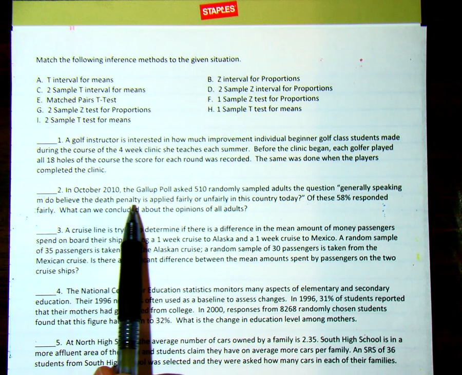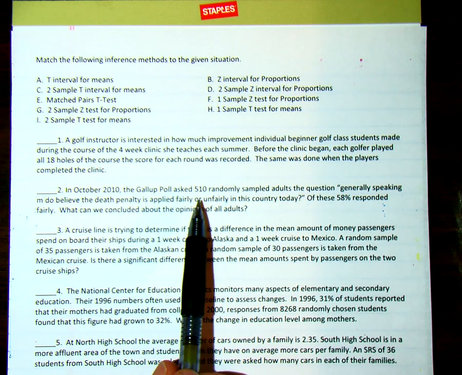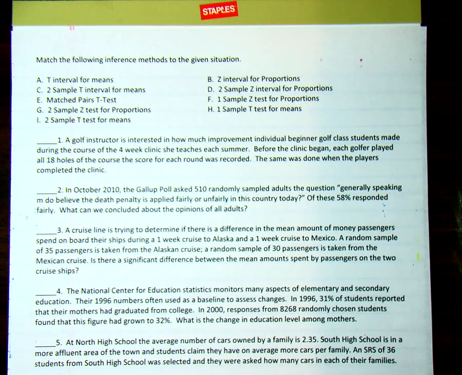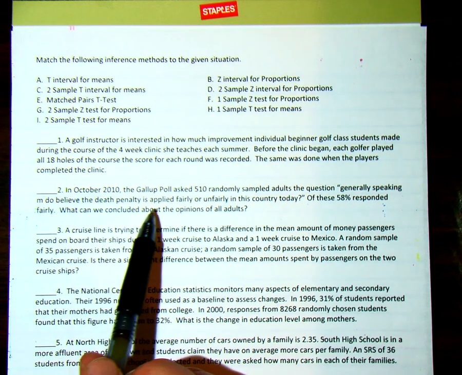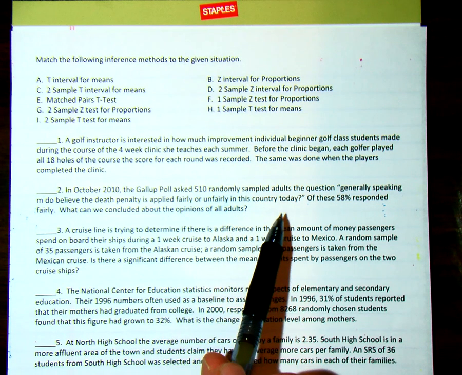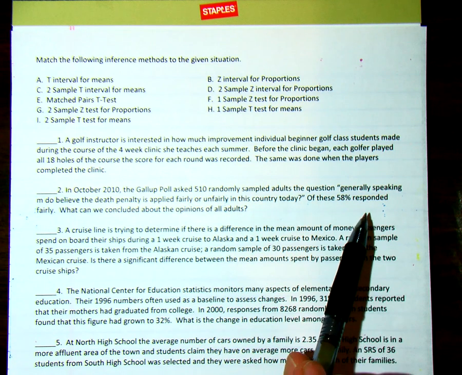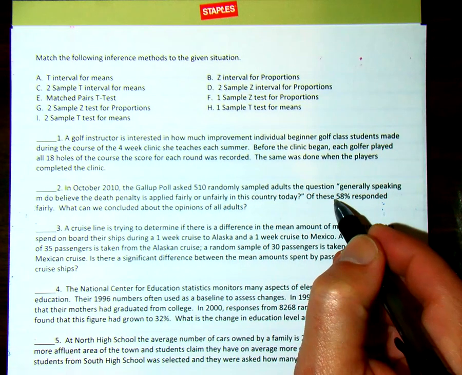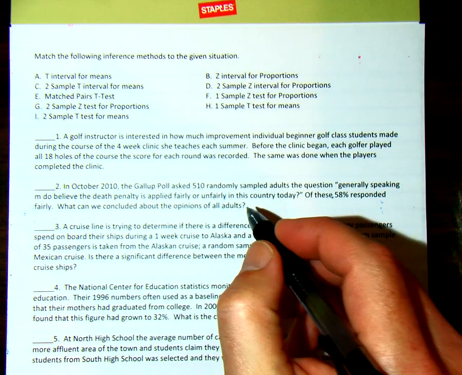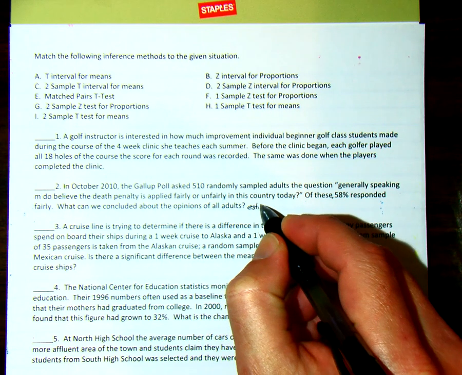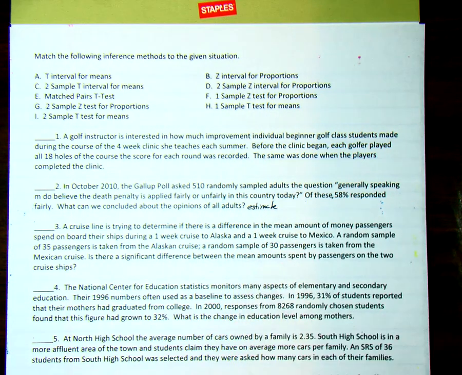In October 2010, the Gallup poll asked 510 randomly sampled adults the question, generally speaking, do you believe the death penalty is applied fairly or unfairly in this country today? Of these, 58% responded fairly. What can we conclude about the opinions of all adults? So it's asking me to estimate. What is the true proportion of adults?